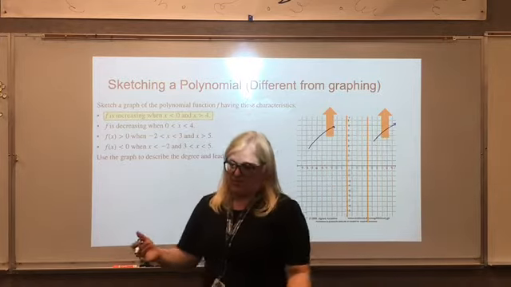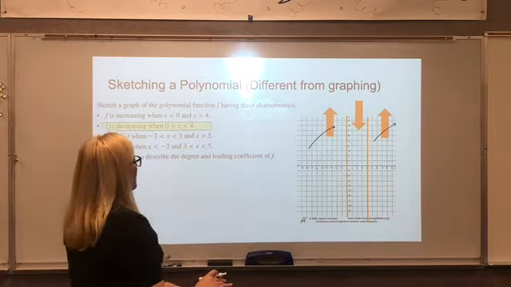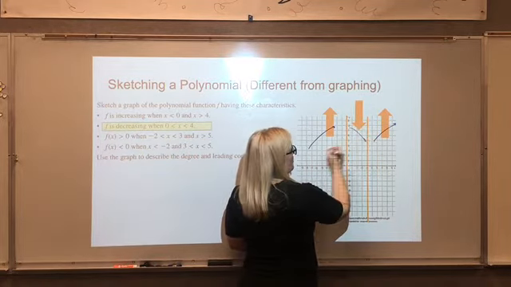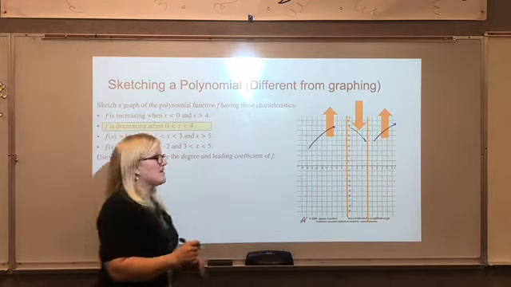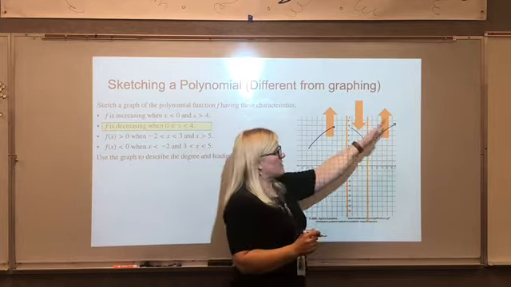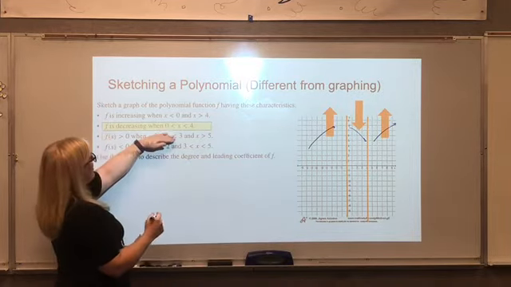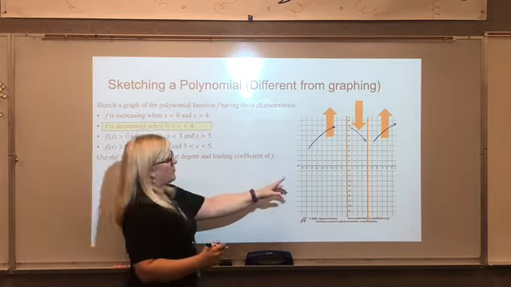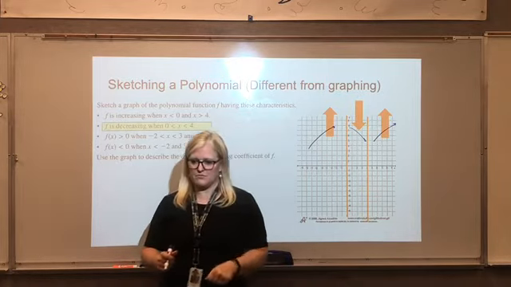If we look at the next one, then it makes sense that this would be decreasing somewhere, right? So it looks like it's going to do this. It's going to be positive and of odd degree. And that's this part. So f is decreasing when x is between 0 and 4. So here's 0 and 4, it's decreasing. Okay, so there's that part.